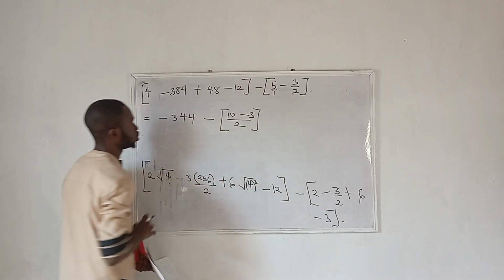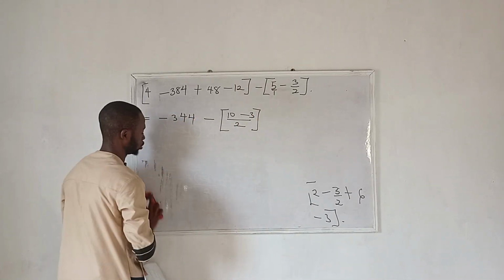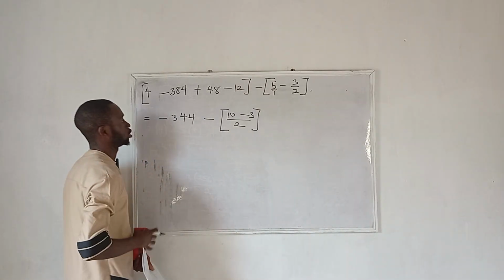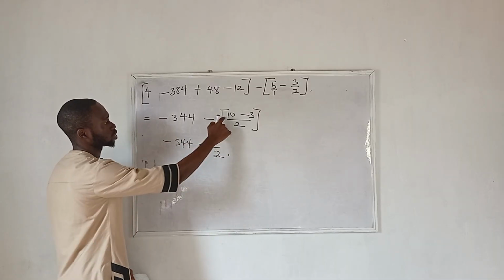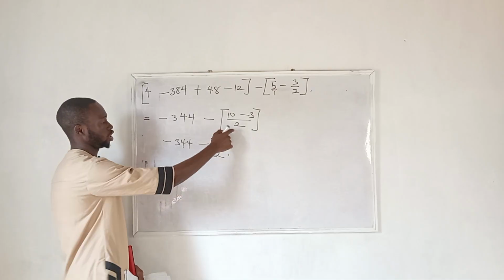1 times 3 is 3. So we would have minus 3, 4, 4 minus 7 over 2, because 10 minus 3 is 7. Then you have over 2.